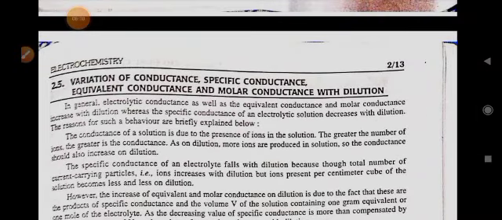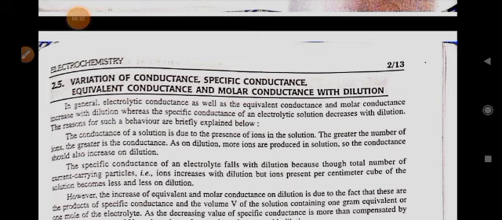Variation of conductance, specific conductance, equivalent conductance, and molar conductance with dilution. In general, electrolytic conductance as well as the equivalent conductance and molar conductance increase with dilution, whereas the specific conductance of an electrolytic solution decreases with dilution. The reasons for such a behavior are briefly explained below.